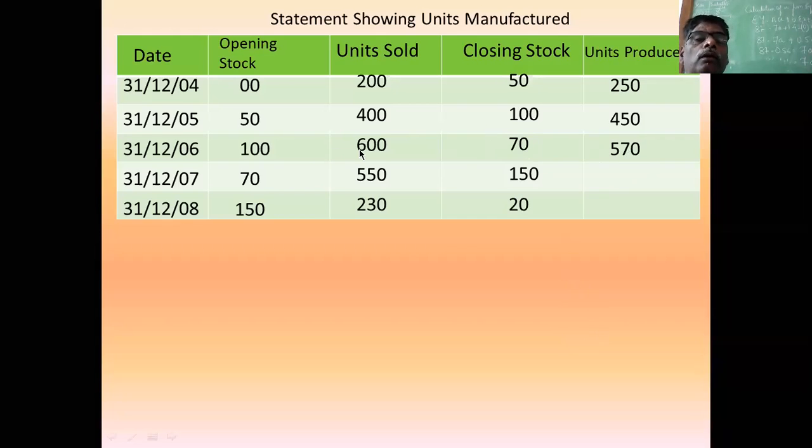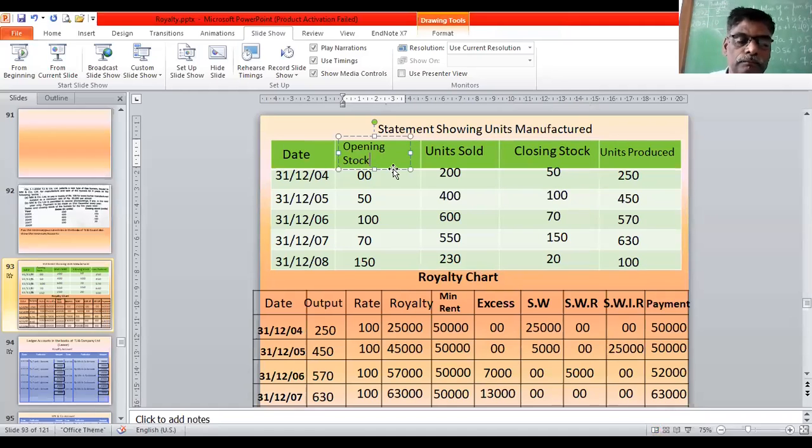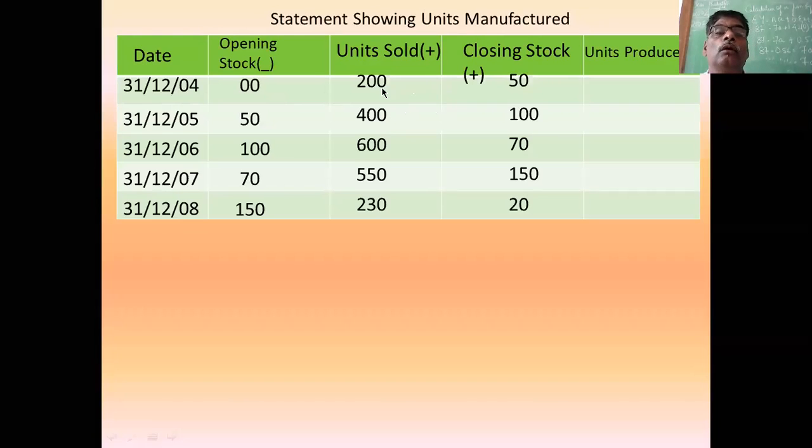570. How I calculated? Just a minute, I'll make certain changes. You see here. You add closing stock and unit sold and deduct the opening stock. Minus, plus, plus. These two you add. Closing stock and unit sold you add and deduct the opening stock.